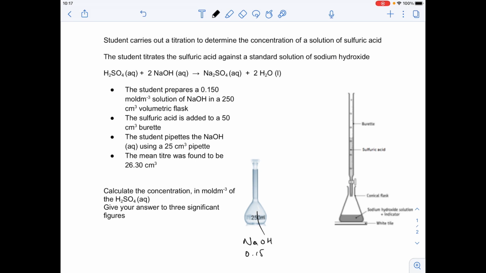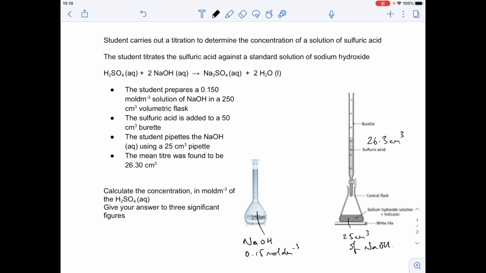It's 0.15 moles per decimeter cubed. The sulfuric acid is added to the burette. So sulfuric acid's in there. You can see I've already labelled that up. So the student pipettes 25 cm cubed of the sodium hydroxide, and obviously that's gone into the conical flask. So we've got 25 cm cubed of the NaOH gone into there, and the mean titer was found to be 26.3 cm cubed. So the sulfuric acid required for neutralization was 26.3 cm cubed.